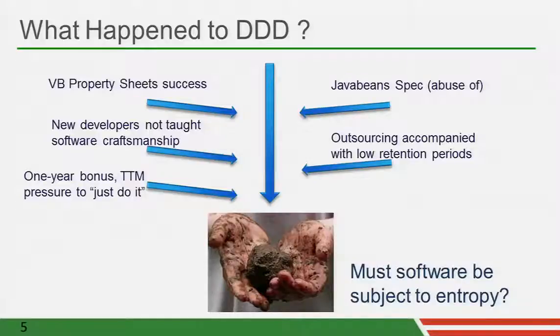That's a little ball of mud, right? I should have blown that up. Must software really be subject to entropy? What's the abuse of the Java Bean spec? I'm going to go into that in a little bit. Yeah. It's a very good question, and it lies at one of the hearts. Now, you may have more to add to this. This is by no means comprehensive.